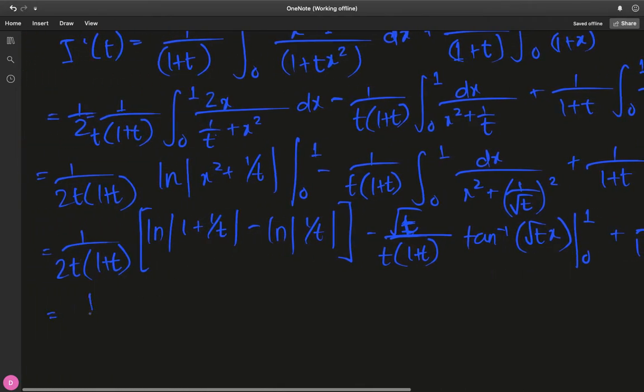So now I can write this as 1 over t times 1 plus t, and then I can express this difference of logs as the ratio of arguments. So this becomes 1 plus 1 over t divided by 1 over t.